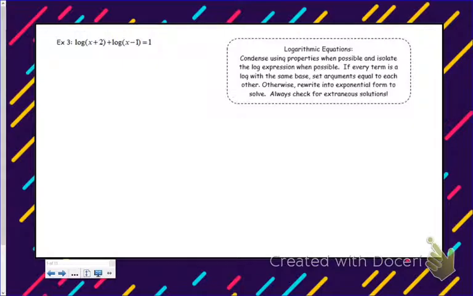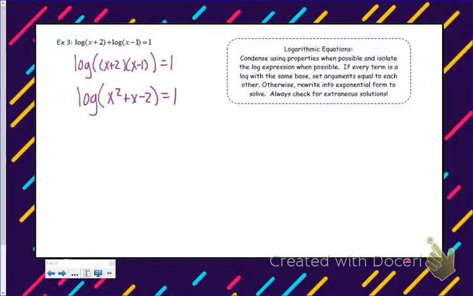All right, let's look at example 3. Again, we have 2 logs, so we can condense those using our properties. So this is going to become the log of x plus 2 times x minus 1. I can go ahead and actually multiply those together, and I can make that x squared plus x minus 2. Now, since again I don't have logs on both sides, I need to rewrite this in exponential form. The base here is 10, okay, because the base is not written. So this is going to be 10 to the first is equal to x squared plus x minus 2. So now we're dealing with a quadratic equation. In order to solve a quadratic, we have to set it equal to 0.